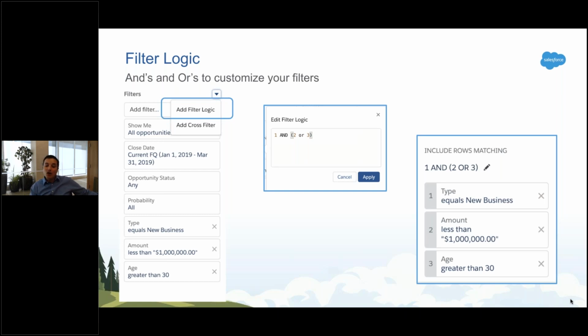And get me all the deals that are new business, or they're less than $1 million, or they're greater than 30 days, right? So I want new business deals that are either smaller than $1 million or older than a month, right? This is just an example, but this is how you would do it.